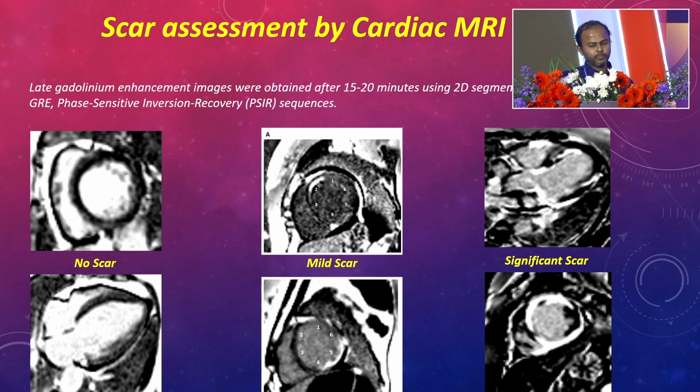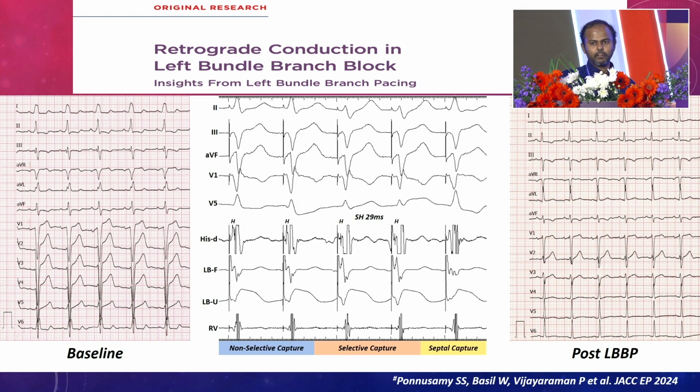Depending upon the distribution of this mild scar, we can plan either a left bundle pacing lead, where the lead will be deployed into the septal zone without scar, or a conventional coronary sinus pacing lead when the patient has a significant septal scar. Retrograde conduction in the left bundle: sometimes if the patient comes in the early part of the natural history, they will have an intact retrograde conduction.